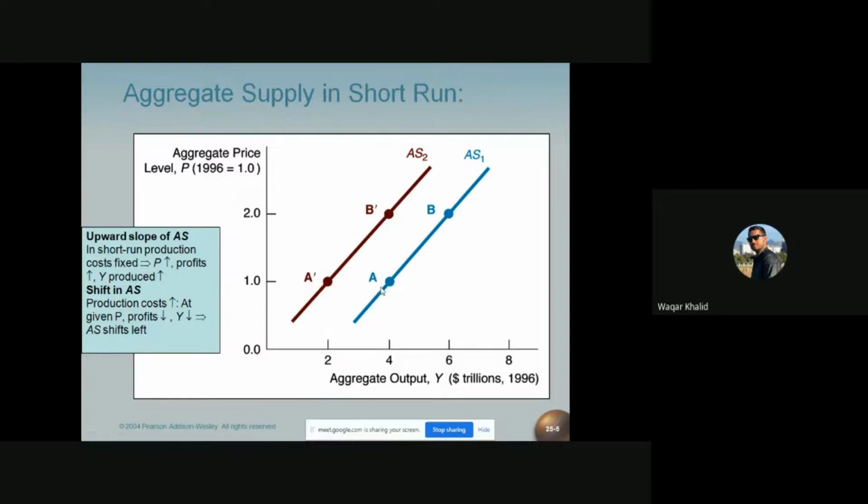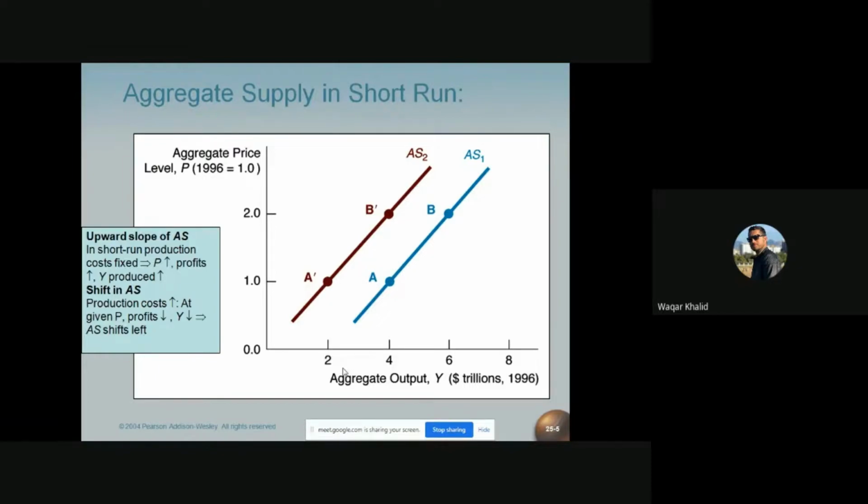$6 trillion. When we connect these two points with each other, we get this curve labeled as the AS1 aggregate supply curve, the original aggregate supply curve. This curve has a positive upward slope. Why? Because when the aggregate price level increases, the aggregate output supplied increases as well.